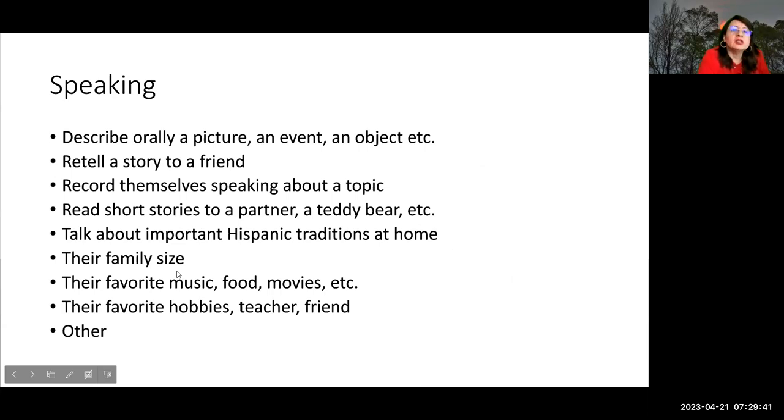Speaking workstation: describe orally a picture, an event, an object, retell a story, record themselves speaking about a topic, read short stories to a partner, a teddy bear, etc. Talk about important Hispanic traditions at home, their family size, favorite music, favorite food, movies, their favorite hobbies, their favorite teacher, their favorite friend, etc. Again, the ideas are infinite. Or it can also be about a topic covered in class, okay?